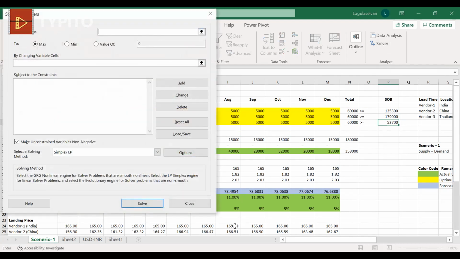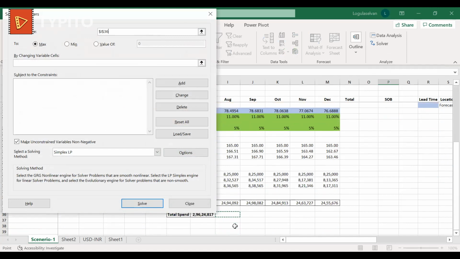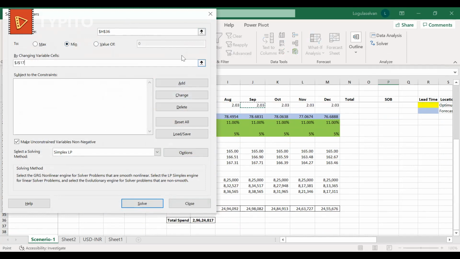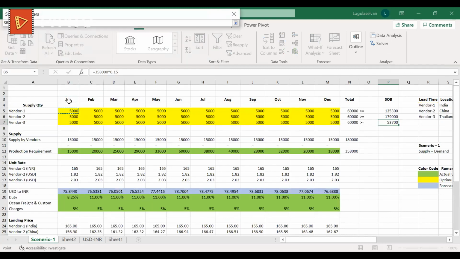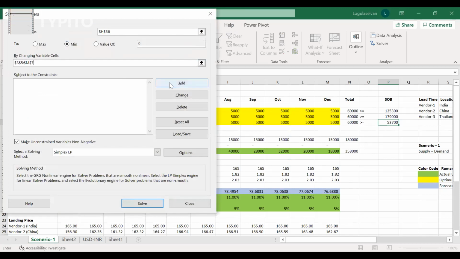First, our primary objective is to reduce this total spend. So I'm selecting that particular cell. Then I have to minimize it. That is my objective. The changing cell, which I have already highlighted in yellow, is nothing but the quantity to be ordered between 3 vendors over a period of 12 months. I have selected that.